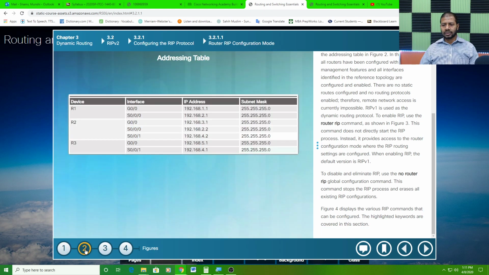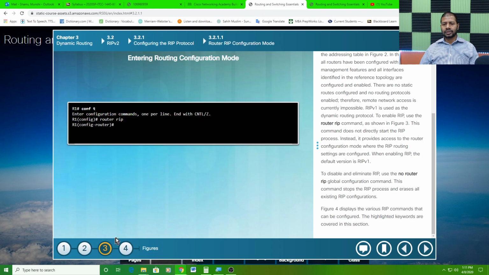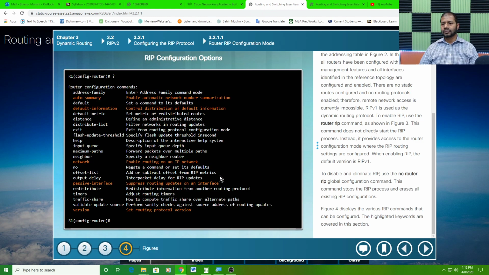Let's look at screen number 3. From the privileged exec mode, you go to the global config mode, and then you type router RIP, and you are in the configuration mode for RIP. Okay, good. And what commands are available in RIP? These are the commands available in the router configuration mode.